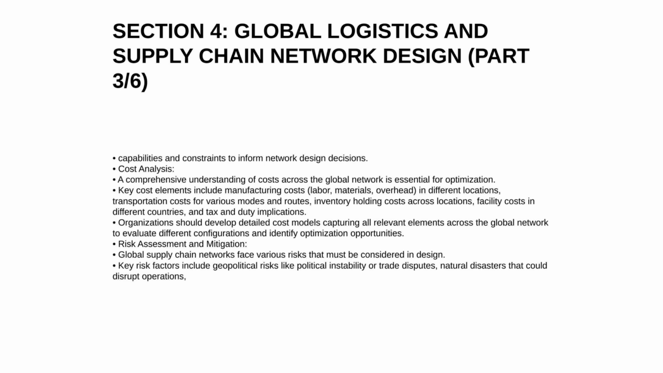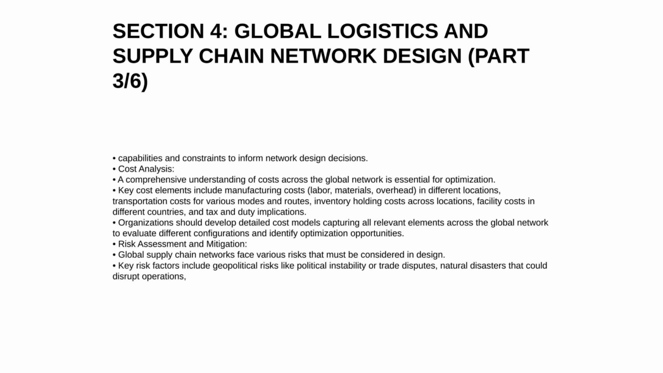Key cost elements include manufacturing costs, labor, materials, overhead in different locations, transportation costs for various modes and routes, inventory holding costs across locations, facility costs in different countries, and tax and duty implications. Organizations should develop detailed cost models capturing all relevant elements across the global network to evaluate different configurations and identify optimization opportunities. Risk assessment and mitigation.